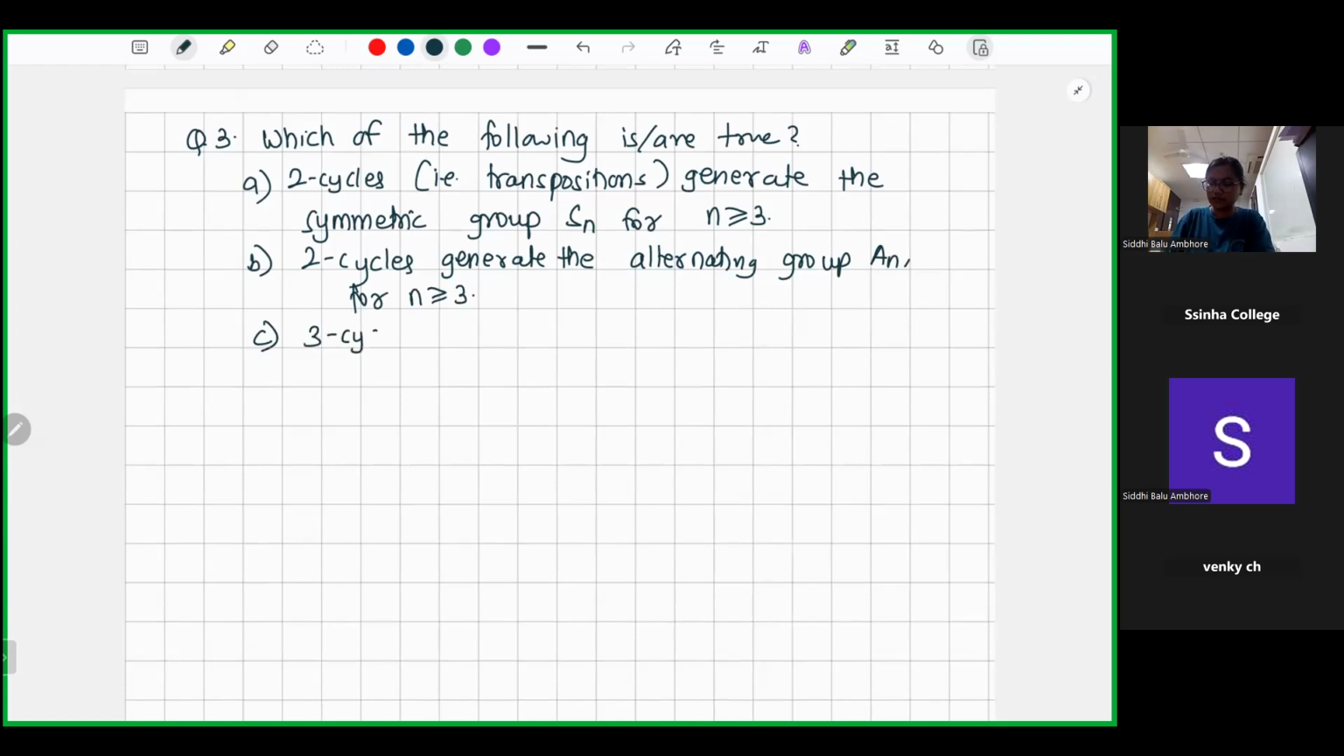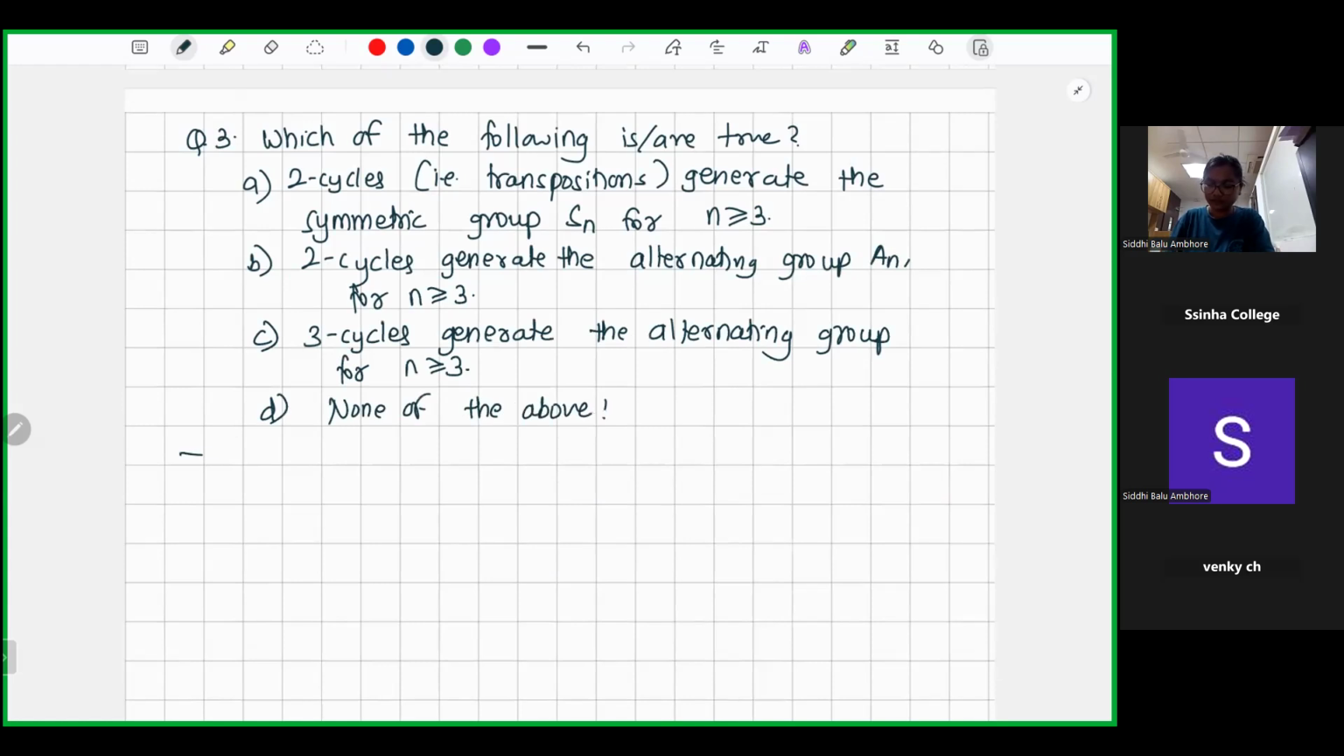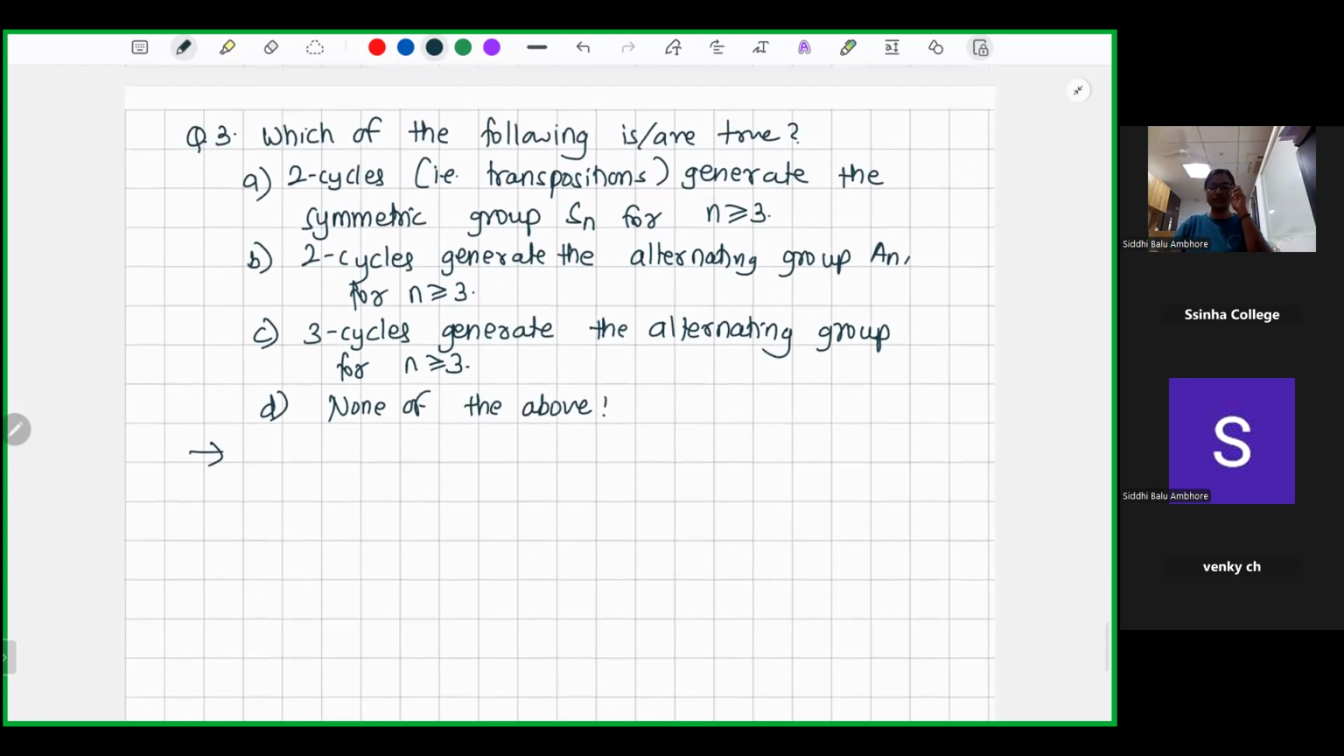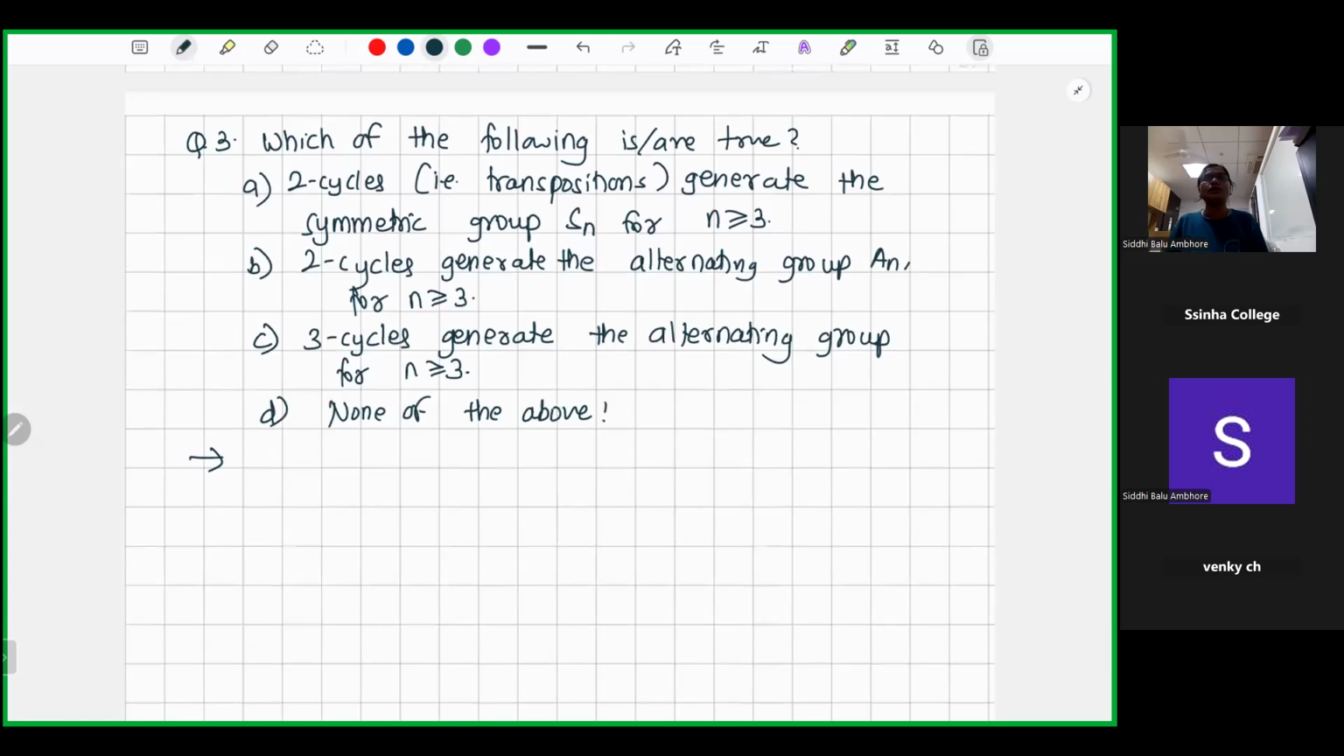C is three cycles generate the alternating group for n greater than or equal to 3, and D is none of the above. So we just have to check for A, B, and C, which of them is true. The first one, that two cycles, that is transpositions, generate the symmetric group Sn for any n greater than or equal to 3, is anyway true.